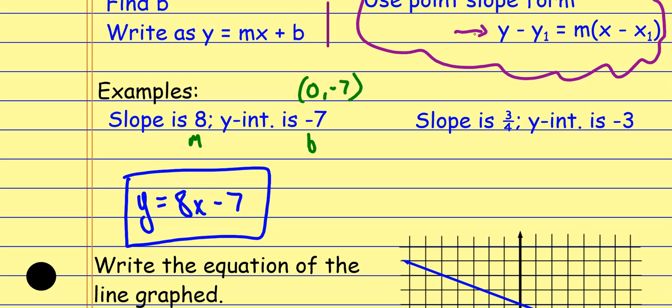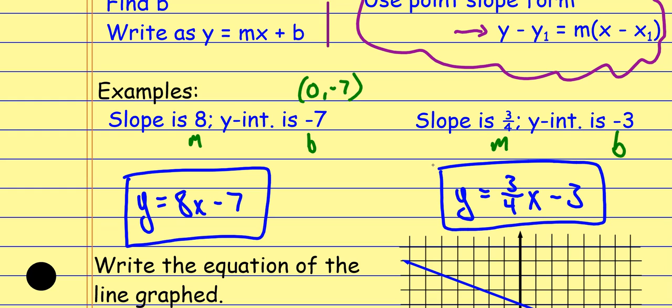If I look at the next one, same thing. Slope is 3/4. The y-intercept is -3, so they're giving us m. They're giving us b. Remember, b is the y-intercept. So the equation would be y equals 3/4 x and then -3, because that's the b value, all right? Again, you could write this in point slope form first and call this 0, -3, and then plug it into point slope form and rearrange it for y, all right? But again, that's a bit of work that's kind of unnecessary when we have the two things that we need, okay?